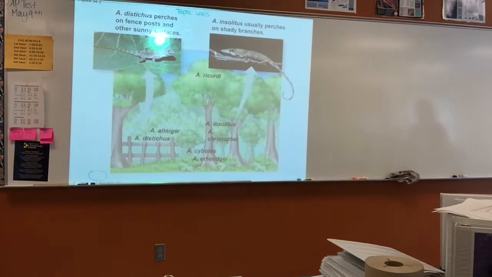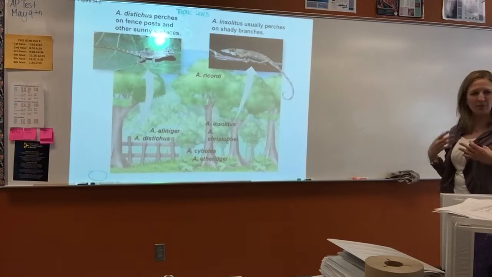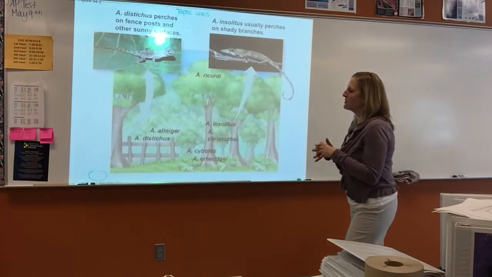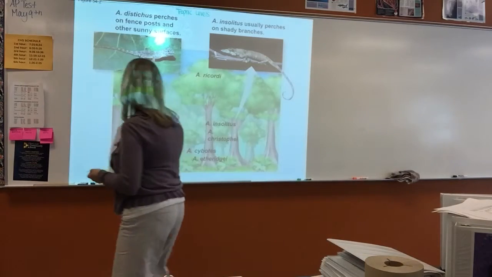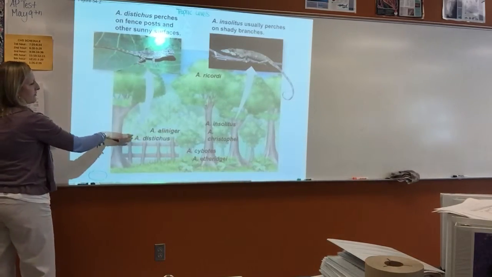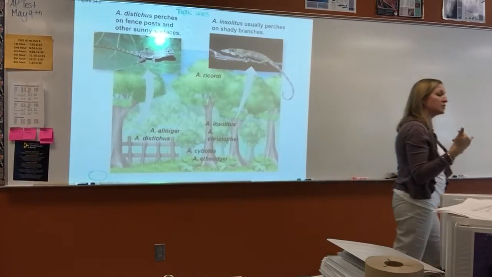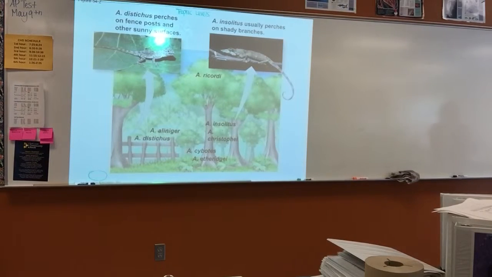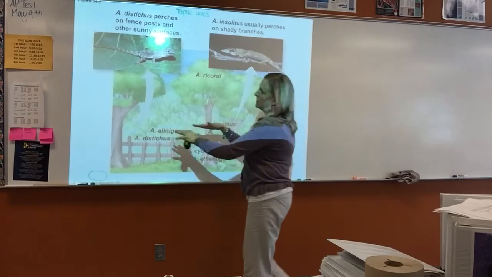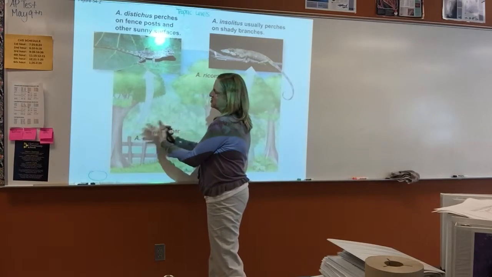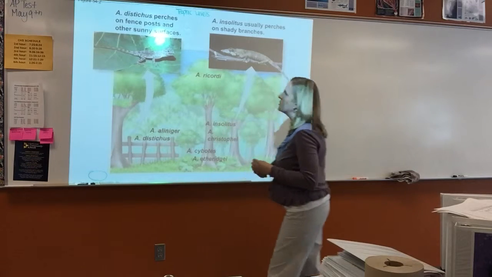So here's an example with these two different lizards and where they perch. This is part of the abiotic part of their community, but they occupy and perch in different areas. This one's, as it says here, on fence posts, this one here on shady branches and so on. So in this case, the literal space that they occupy is different, which allows them to coexist, versus if they both wanted to be on the fence post, then it would create competition and maybe exclusion of one organism.